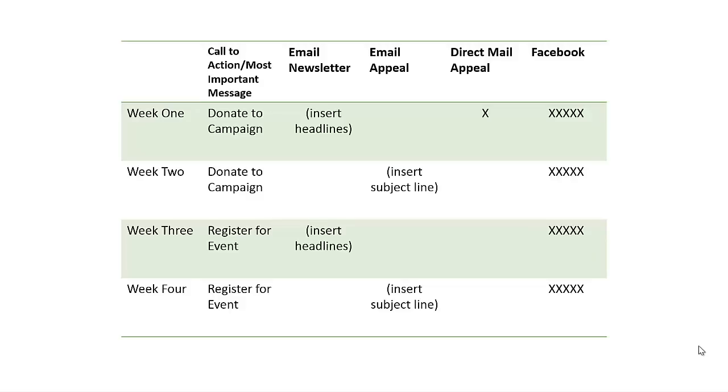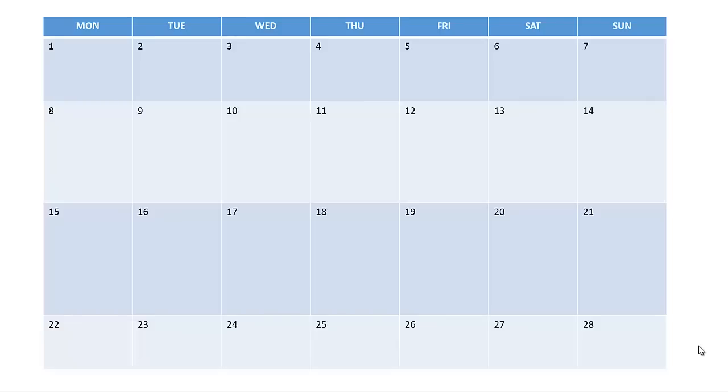I like to get even more specific by including specific information about the content. So you can do things like insert the headlines from your newsletter or the subject line from your email appeal. This really helps you start to see what's going out when and how you can repurpose between your different communications channels. Some people prefer a calendar format.